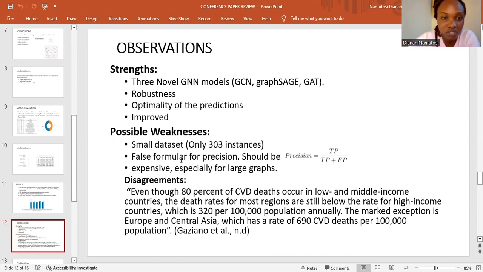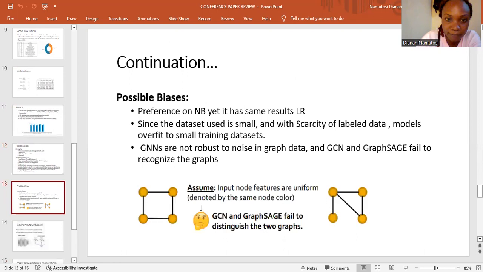There was also an incorrect formula for precision, and this is the correct formula for getting precision. Another weakness is that this model is very complex to use. Another thing is what he said about many cases coming from low-income, developing countries, which I didn't 100% agree with. When I went online, I found that this person, Gazian, and the other authors are also saying the same thing.